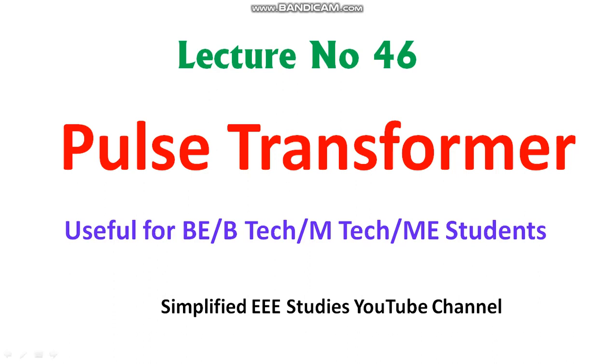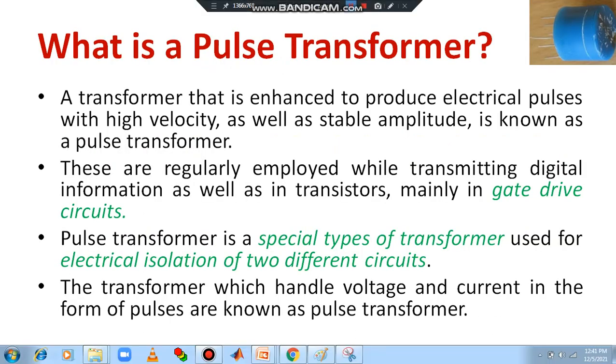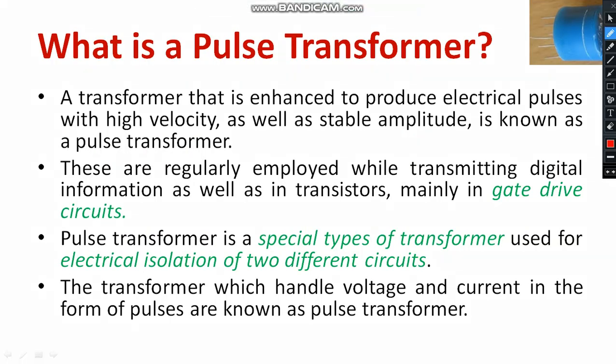First and foremost, let's understand what we mean by a pulse transformer. What is the definition of a pulse transformer? You can see this is how the pulse transformer looks. It's a special type of transformer. We can call it a transformer that is enhanced to produce electrical pulses with high velocity and constant amplitude. That is known as a pulse transformer.